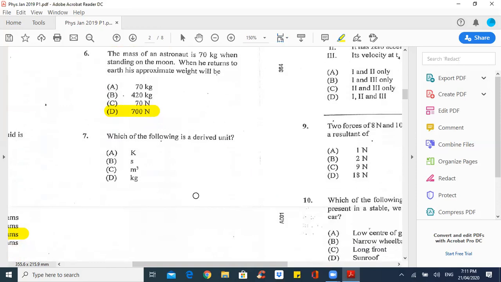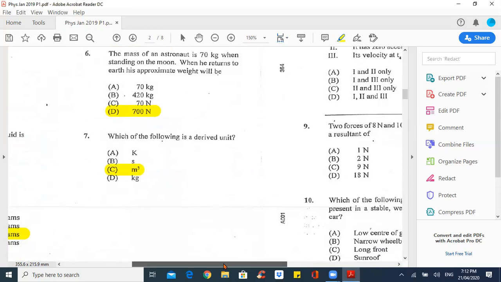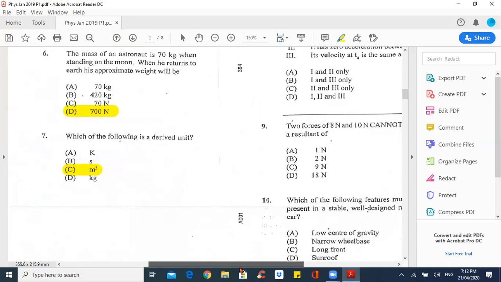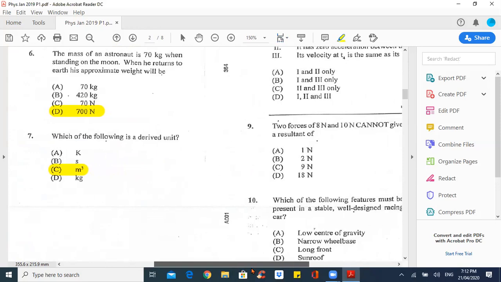Number 7, which of the following is a derived unit? Derived units are always going to be square units, cube units. So your answer is C. Any unit that is square or cube is a derived unit because you would have to use length by breadth, which are basic units. Good.